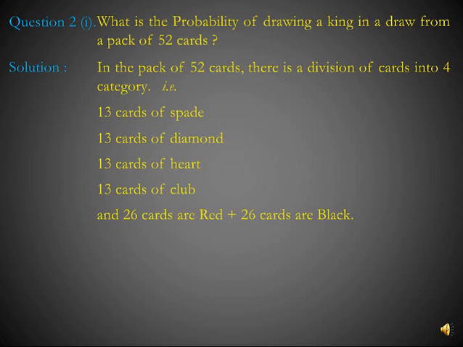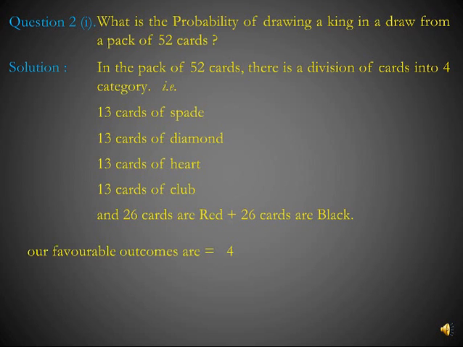And also 26 cards are of red color and 26 cards are of black color. In each category mentioned above, there is one king, one queen, one jack, and cards are numbered as 2, 3, 4, 5, 6 up to 10 and one ace.